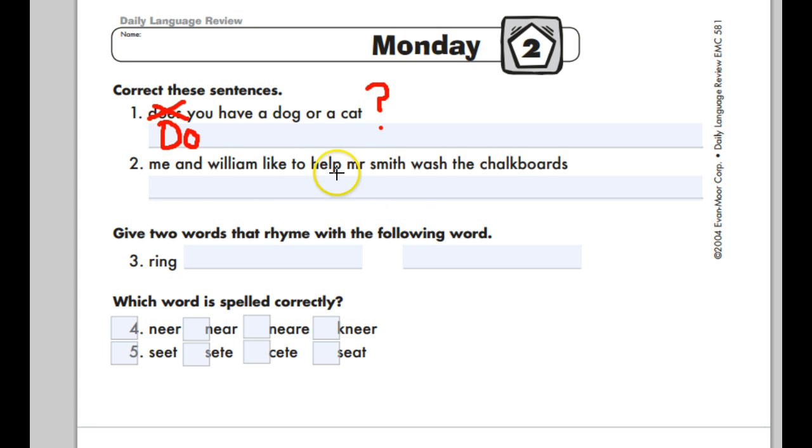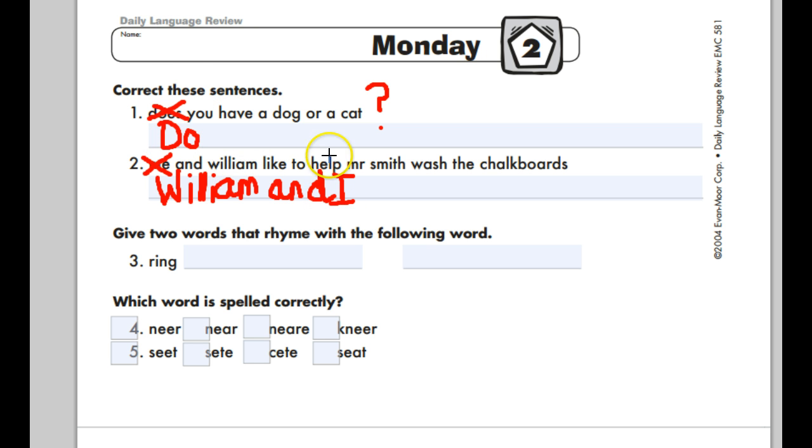"Me and William like to help Mr. Smith wash the chalkboards." We talked last week. "Me" is never used at the beginning of a sentence or before the verb. So that we know is wrong. And we always put the other person first. So William, with the capital W, should be "William and I." We use "I" in the subject of the sentence before the verb.